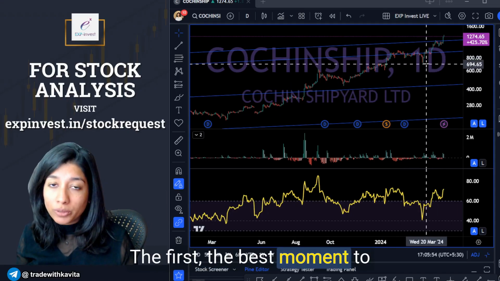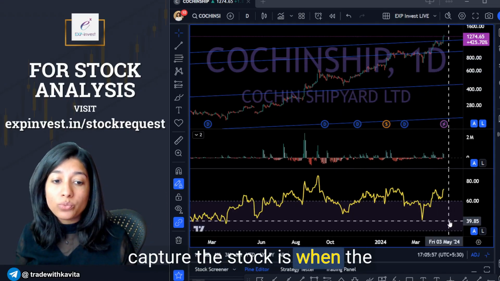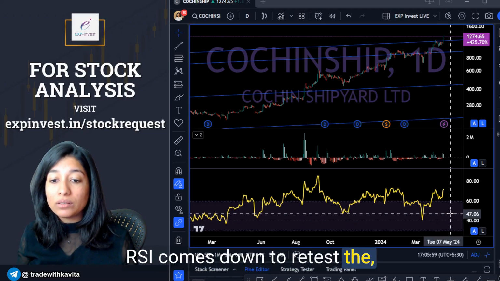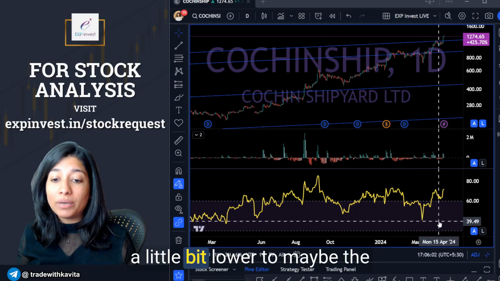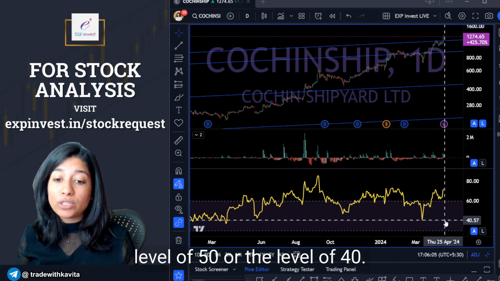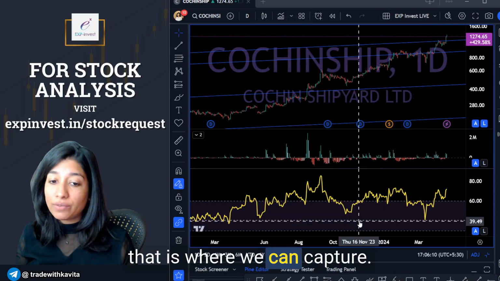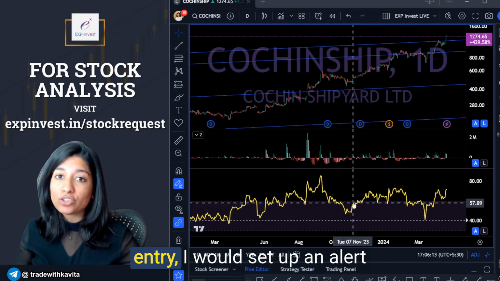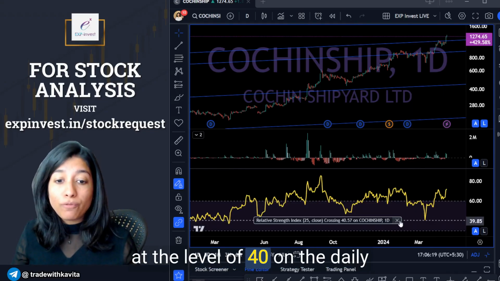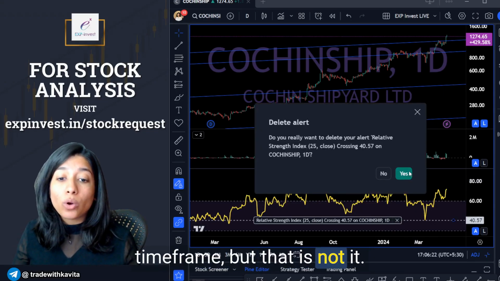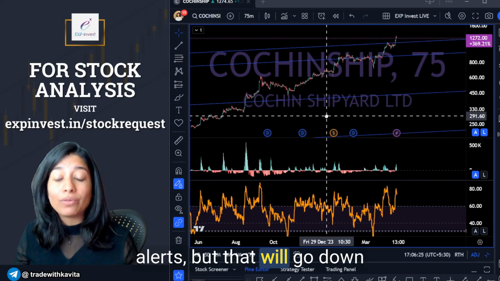The best moment to capture the stock is when the RSI comes down to retest, when the daily RSI comes a little bit lower, to maybe the level of 50 or the level of 40, as long as the underlying bull trend remains consistent. That is where we can capture. So if I were looking for a fresh entry, I would set up an alert at the level of 40 on the daily time frame, but that is not it. I would set up a few more alerts. For that, we'll go down to the lower time frame.